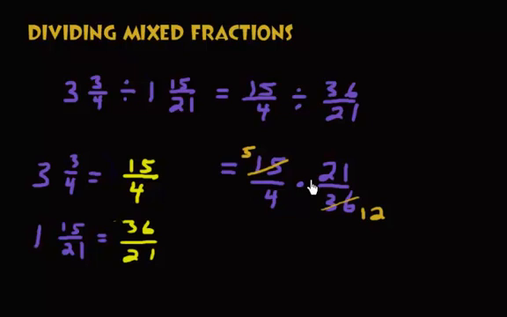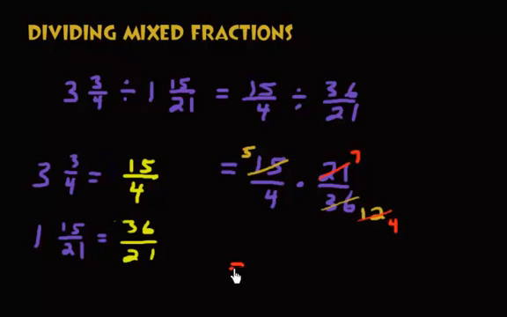All right, let's see what else we have. Well, 5 and 4, they share nothing. 5 and 12, they share nothing. 21 and 12, they do share something. They both share a 3. So I'm going to cross out 21 and 12, and I'm going to divide out their common factor, which is 3, which is going to give me 7. And then when you divide a 3 out of a 12, you're going to get a 4.